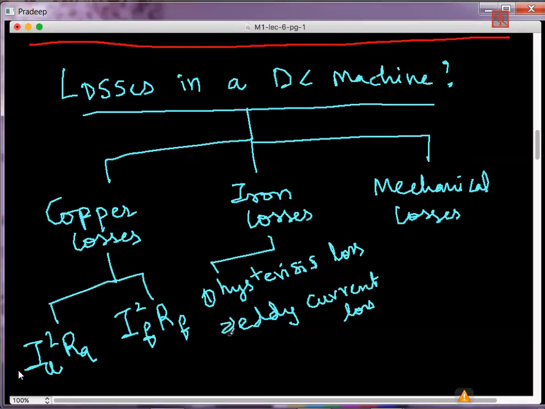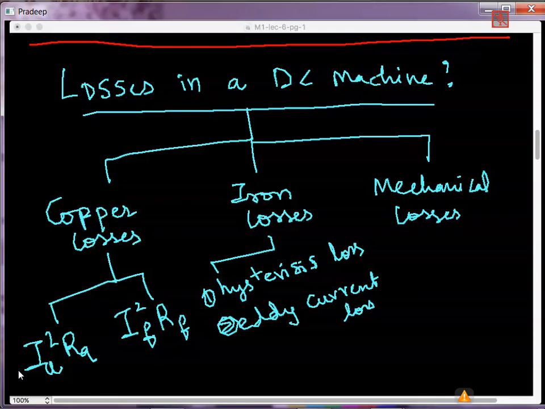These two depend on the magnetic path of the machine. Hysteresis loss is proportional to the frequency, and eddy current loss is proportional to the square of frequency. And these are constant losses as long as the field current is constant. So if the magnetic flux is maintained constant in a DC machine, the iron losses are constant. So you can consider them as constant.